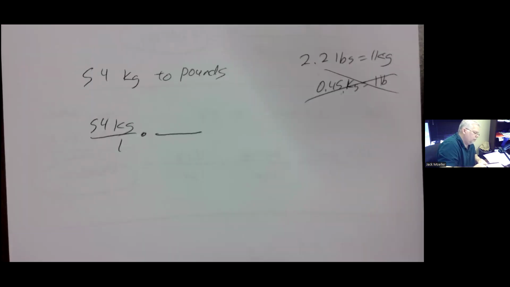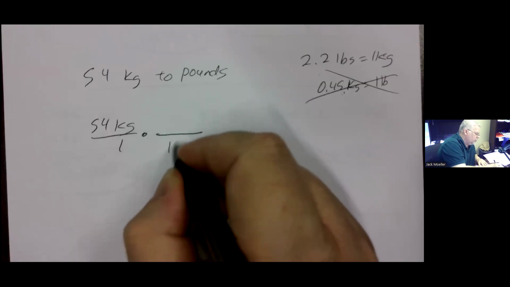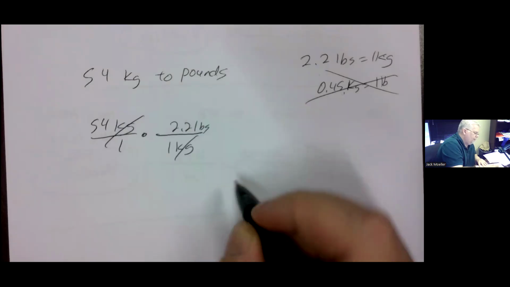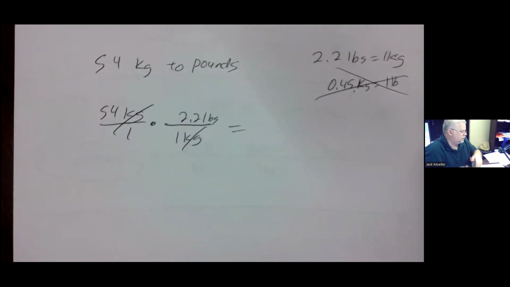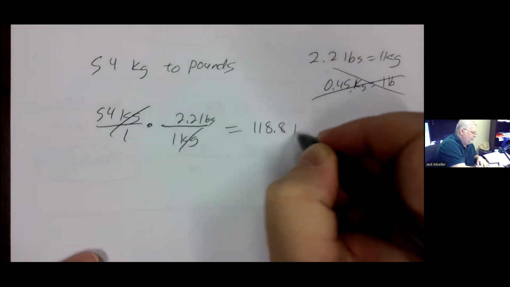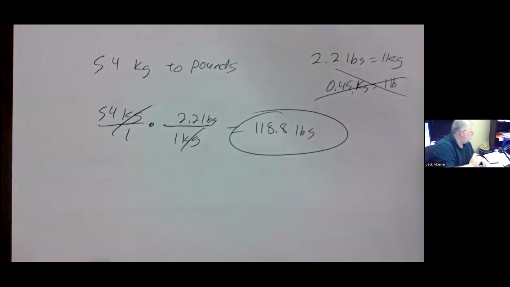All right, so 54 kilograms over 1. We need to go to pounds. So kilograms in this case needs to go on bottom. So 1 kilogram is 2.2 pounds. So again, this just ends up being a multiply problem. 118.8. All right.